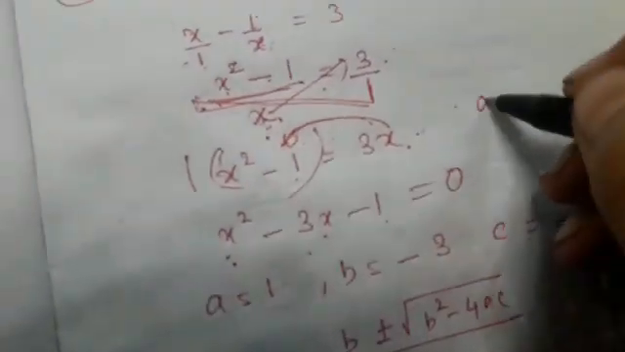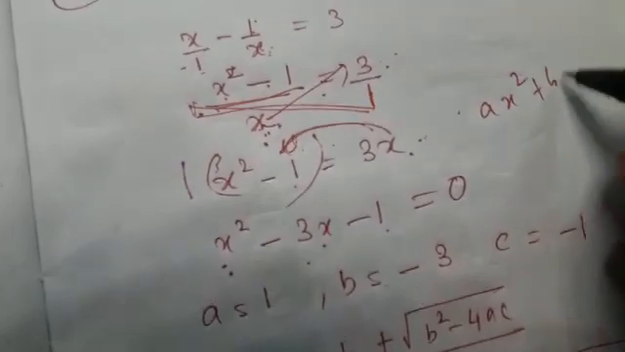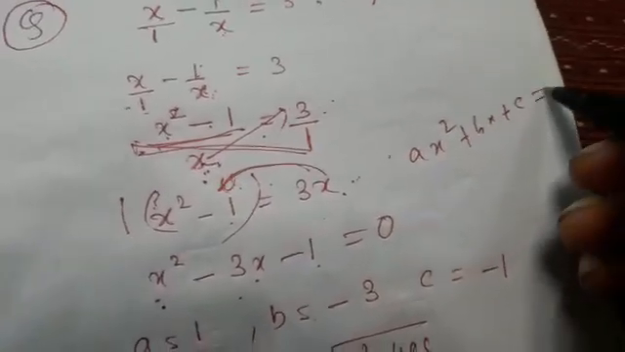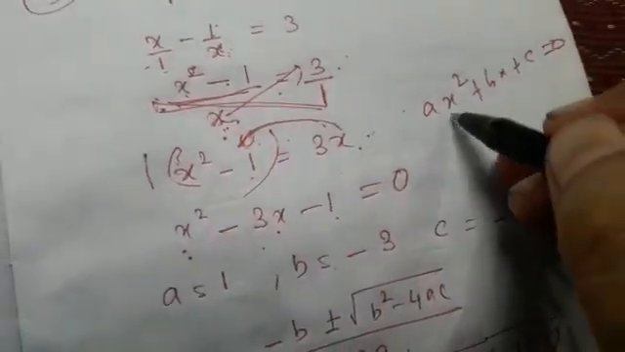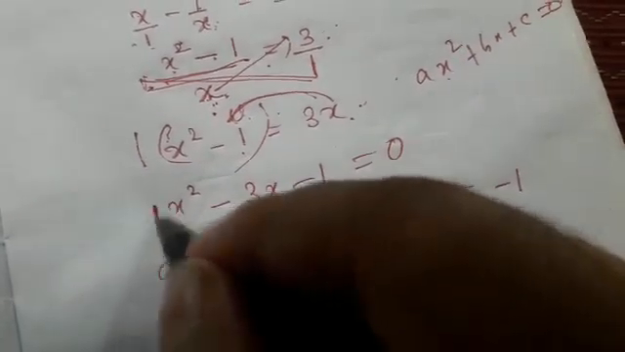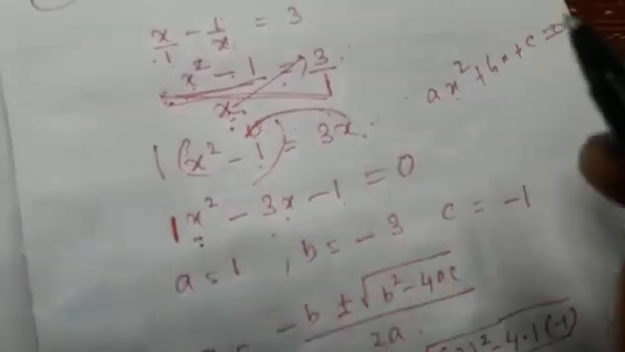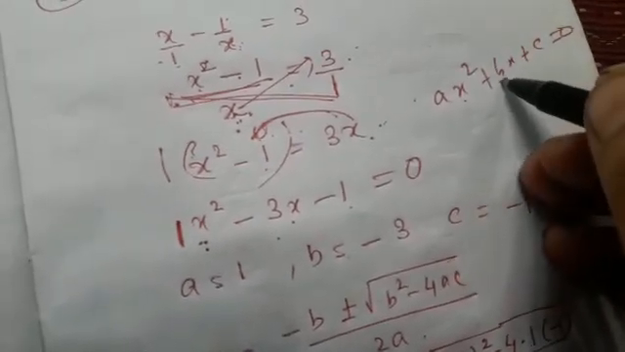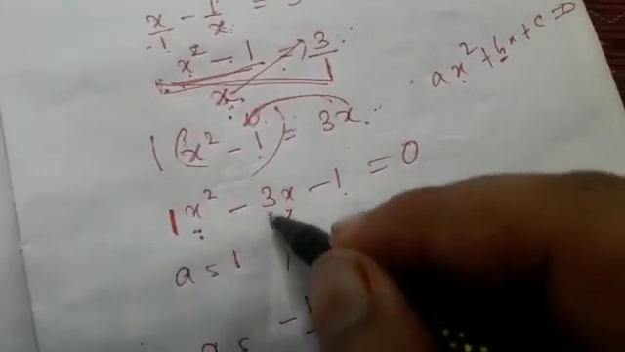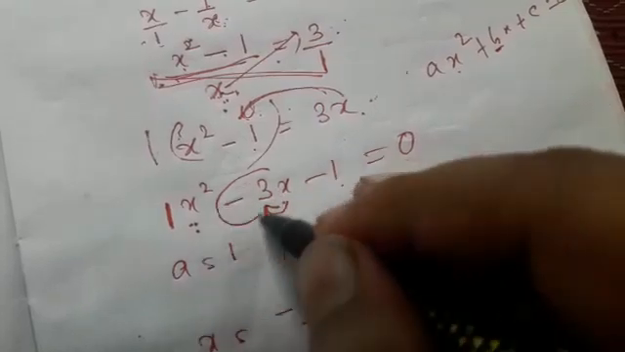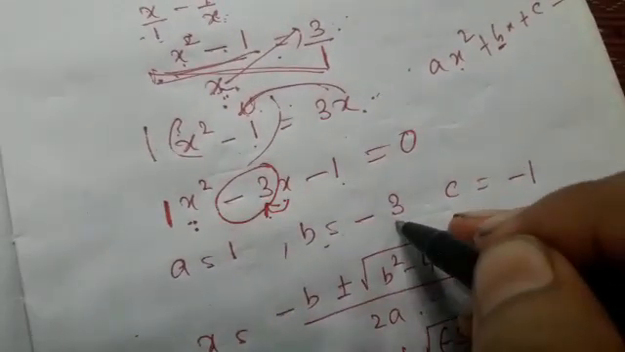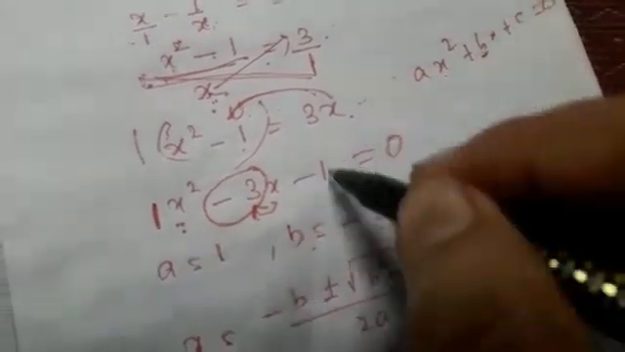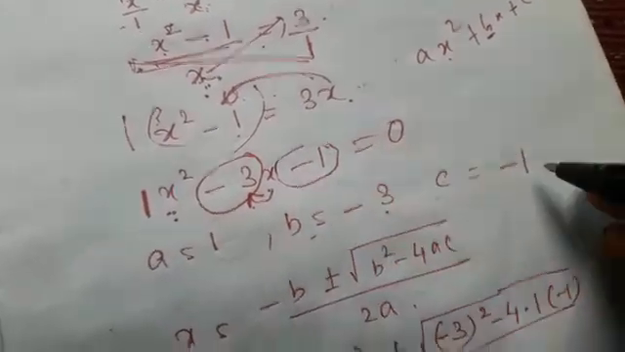So now if you compare your given equation with the general equation, that is ax square plus bx plus c equal to 0, the coefficient of x square is a. So what is the coefficient of x square here? It is 1. So a equal to 1 for this sum, right? Now b is what? Coefficient of x. What is the coefficient of x here in this sum? It is minus 3. So your b is minus 3. And what is c? c is the constant. So what is the c here? c is minus 1, right? So we have got our a, b, c values.